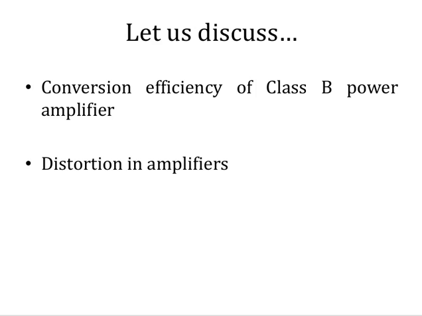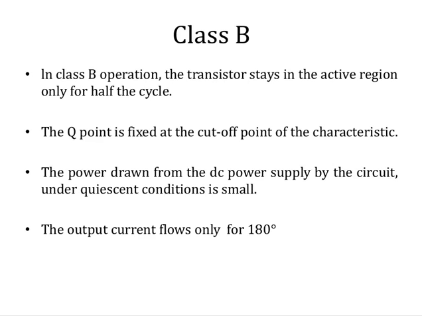In this lecture we are going to discuss the conversion efficiency of class B power amplifier and also distortion in amplifiers. As we have already mentioned, in class B operation the transistor stays in the active region only for half the cycle. The Q point is fixed at the cutoff point of the characteristics and the power drawn from the DC supply by the circuit under quiescent conditions is small. We know that the output current flows only for 180 degrees.